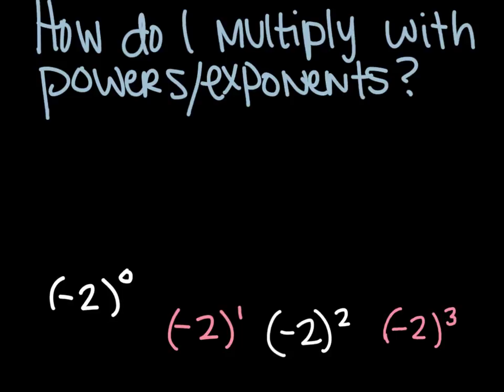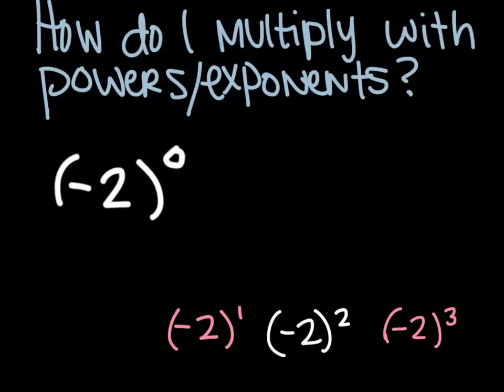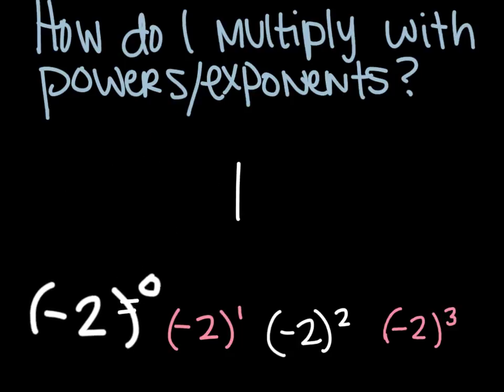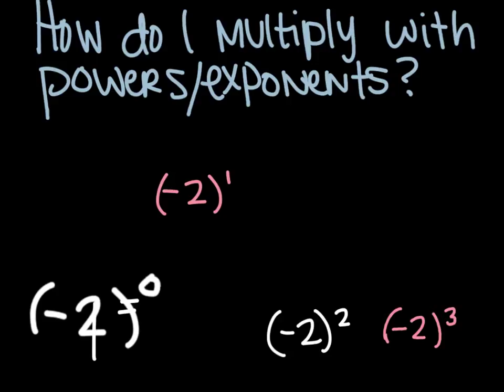The first one, -2 to the 0 power. Here's the special case. Anytime you have an exponent that is 0, your answer will always 100% of the time be 1. Doesn't matter what number the base is, which is this number. If the exponent is 0, your answer is 1. Next one, -2 to the first power.